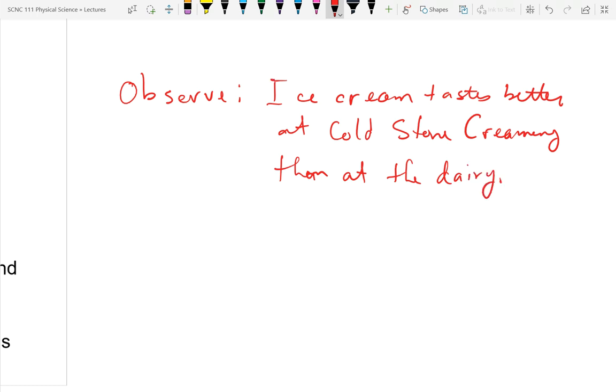Growing up, yes, I grew up in Monterey Bay Academy. I worked at the dairy. I tend to think that ice cream wouldn't taste very good working there. That's my observation. Now we have to apply the 4 steps.